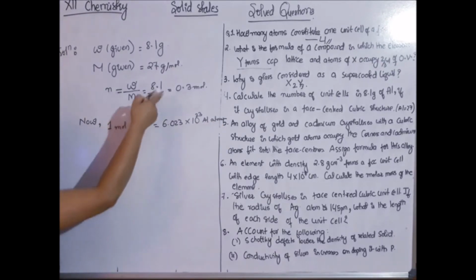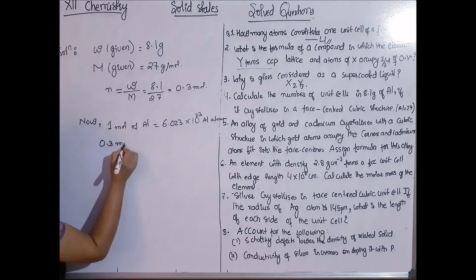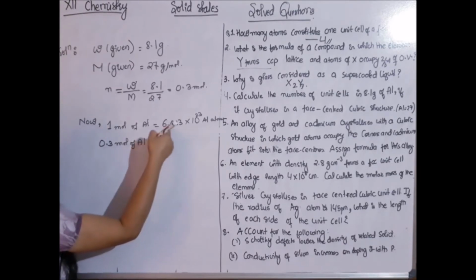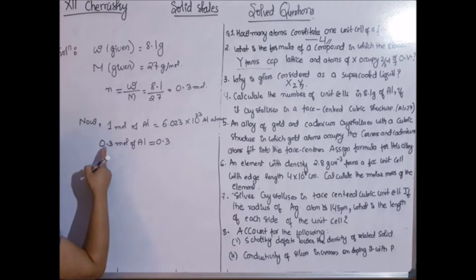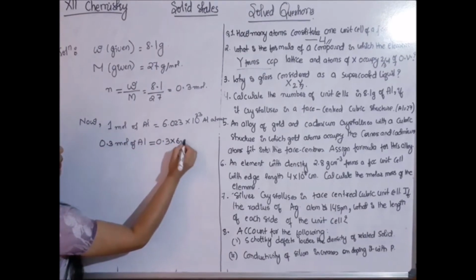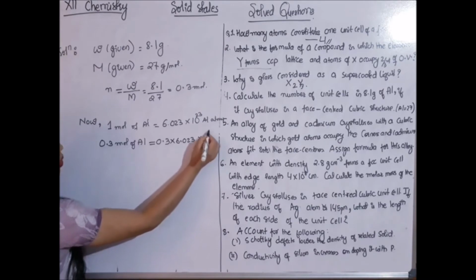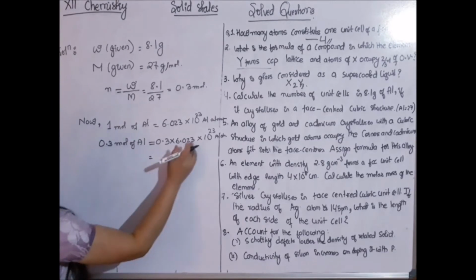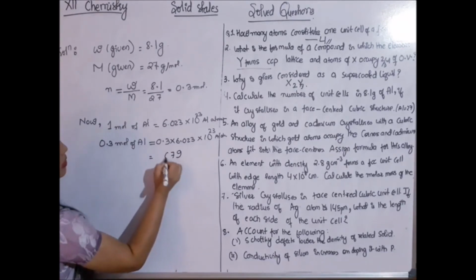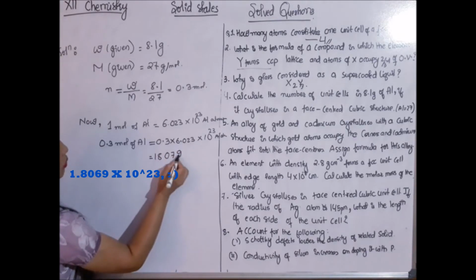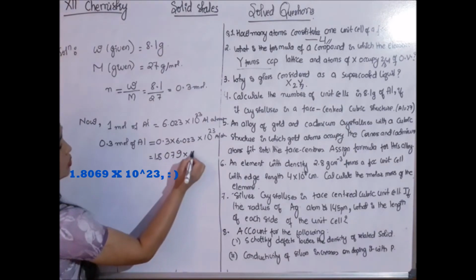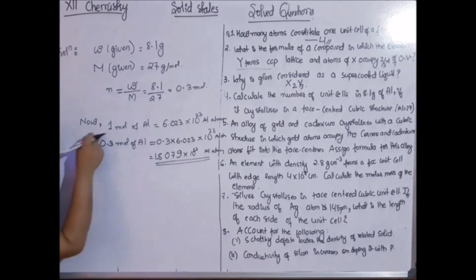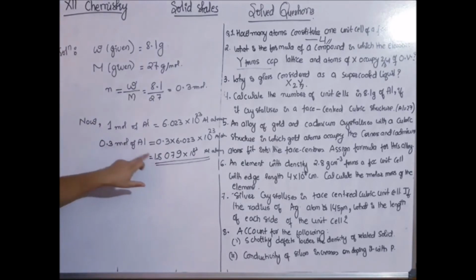So we have 0.3 mole of aluminium. Since 1 mole has 6.023 into 10 to the power 23 atoms, for 0.3 mole you need to multiply by 0.3. So what do we get on multiplying? 9, 7, 0, 18. So 1, 2, 3 and 4. We get 1.8069 into 10 to the power 23 aluminium atoms in 0.3 mole of aluminium.